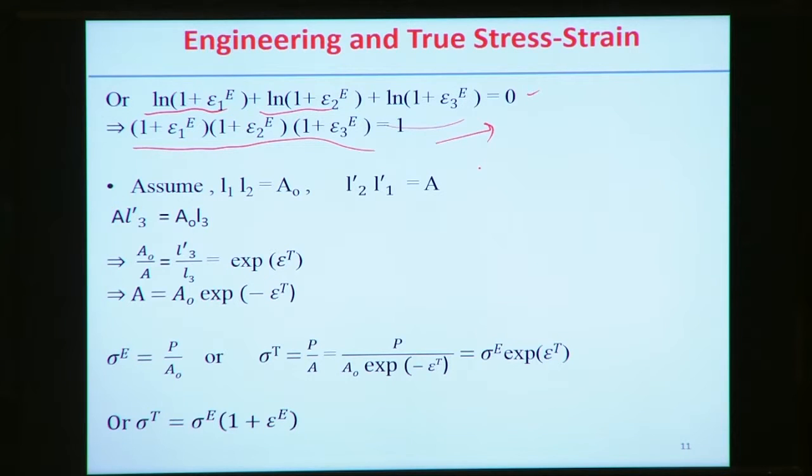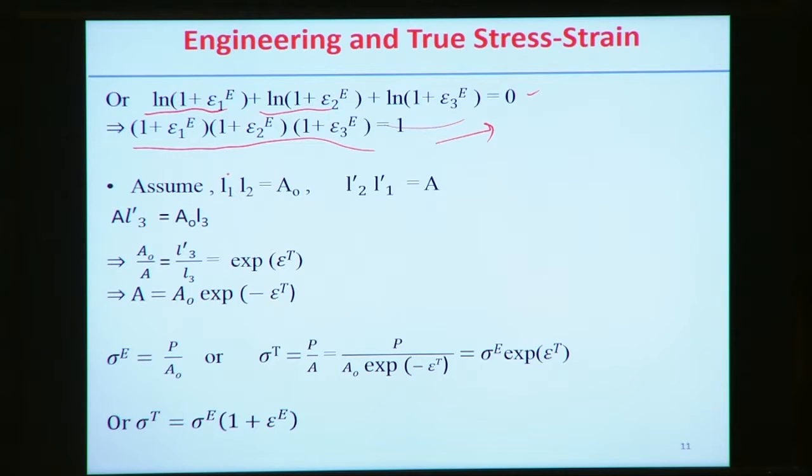Now we can do further calculation also. Suppose there is a cylindrical element, and in that element the first two dimensions L1, L2 give the area A0, and L2 dot L1 dot gives A, that is the final cross section area after deformation. So volume consistency should be maintained, so there is no change of volume. Volume remains the same before and after deformation, but the dimensions change, that means the cross section and the length dimension actually change in this case.